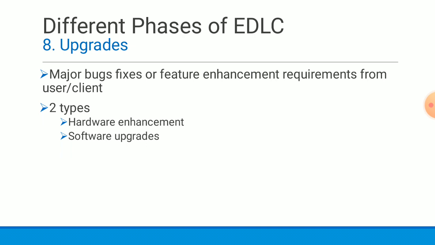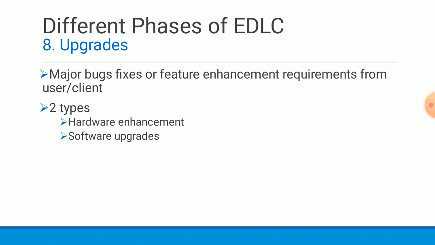The upgrade phase of a product development deals with the development of upgrades. Upgrades, you know what is upgrades? We can make new versions of the product. Okay, so the product is already in the market and we are going to make new versions. That is called upgrading the product.